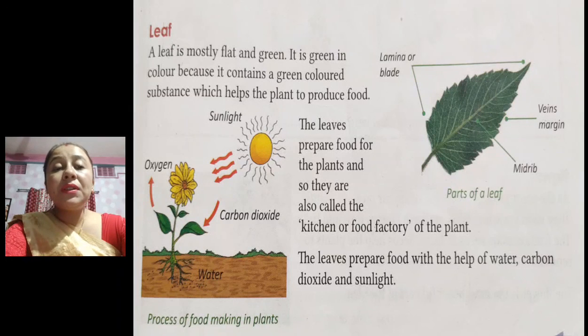So the leaves prepare food for the plants, so that is why they are also known as kitchen or food factory. So if a question comes, what is known as the kitchen of the plant? You can see that leaves are known as the kitchen or food factory of the plant. So the leaf prepares food with the help of water, which roots absorb, carbon dioxide from air, and in the presence of sunlight and the green color pigment. Hope children you have understood till here.